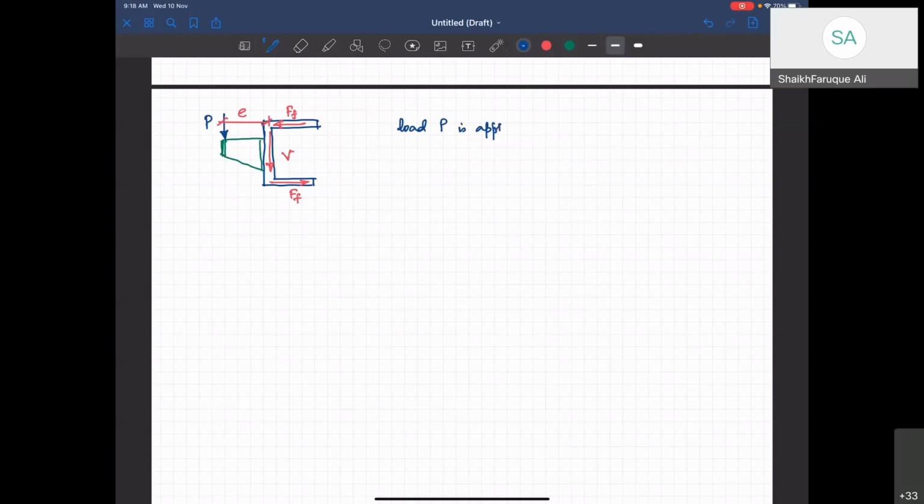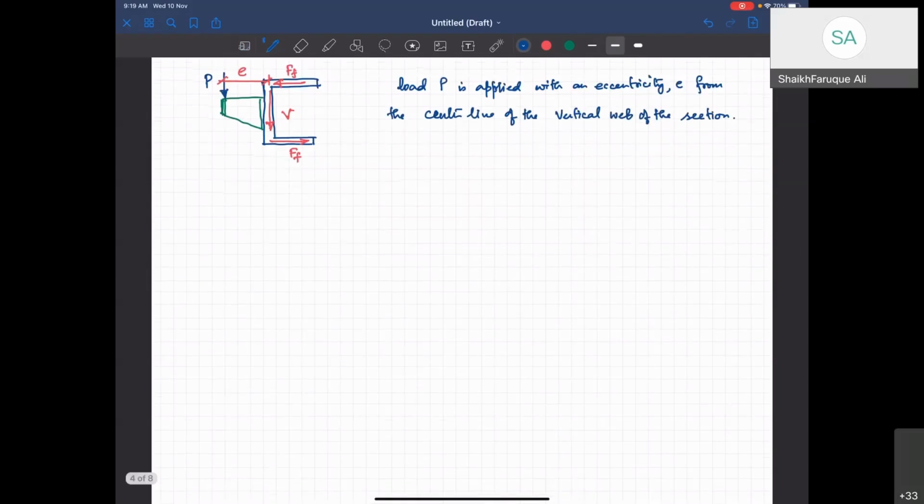So load P is applied with an eccentricity E from the center line of the vertical web of the channel section. Web is the better word. Web is a very commonly used word, right? Vertical web of the section.